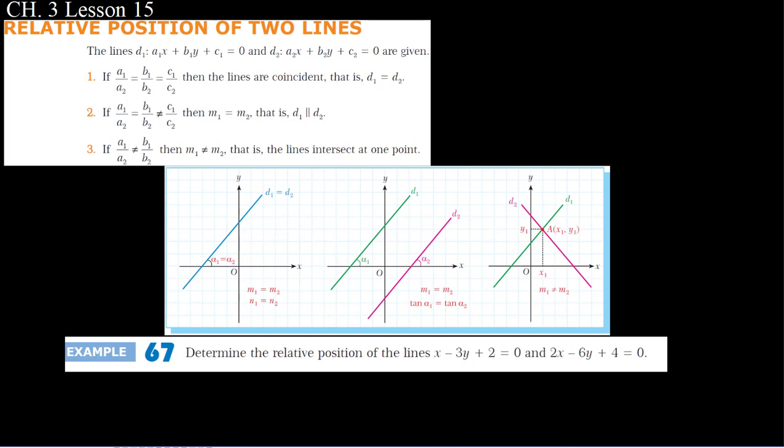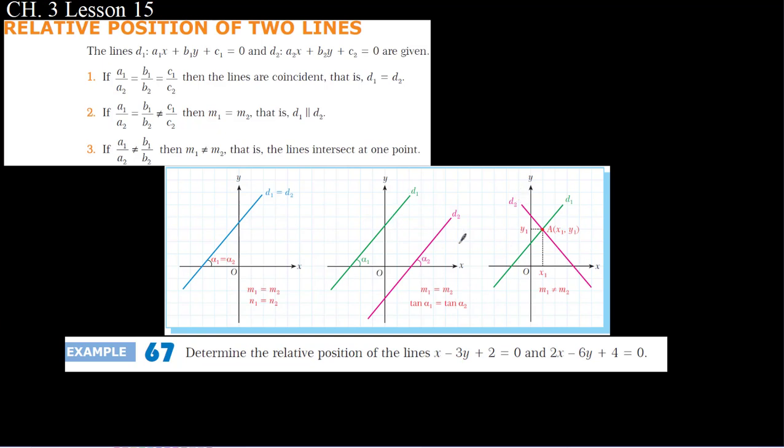Hi dear students, this is lesson 15 and we are going to study the relative position of two lines. Here D1 and D2 are two different lines with coefficients A1, B1 and C1, where A1x plus B1y plus C1 is equal to 0. Then the second one, A2x plus B2y plus C2 is equal to 0. Then there are three conditions here. There are three relative positions.